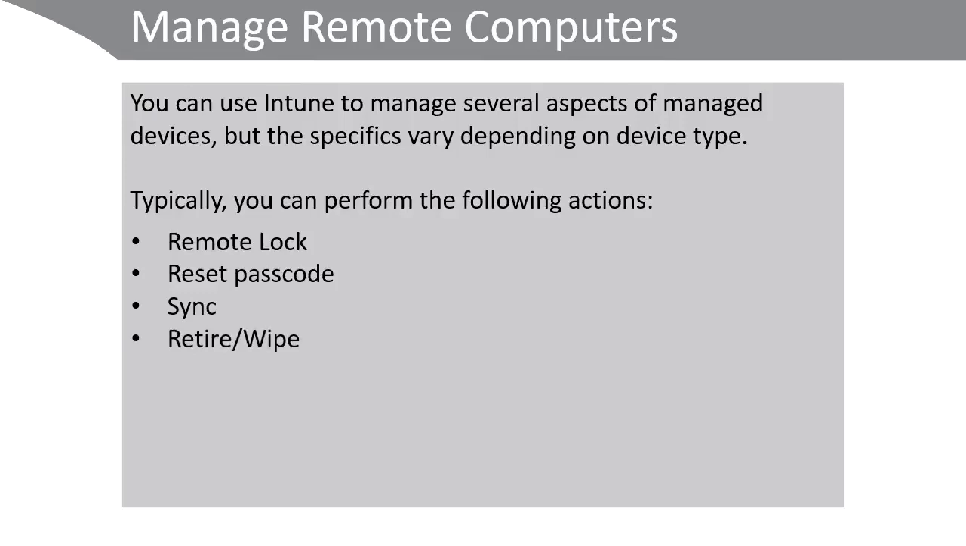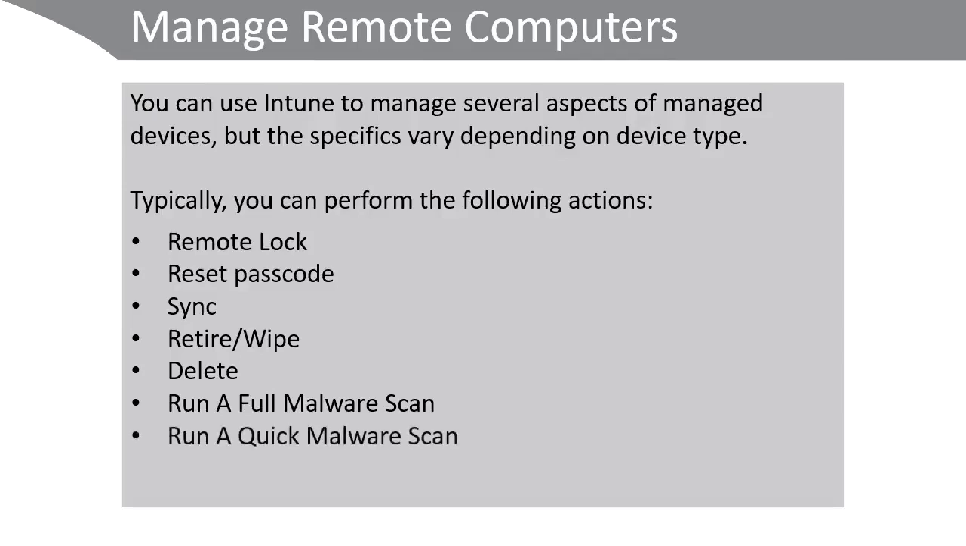Retire and wipe. When you choose this action, you're given two options: to selectively wipe / remove company data, or do a full wipe / factory reset. Delete. This command removes the device from Microsoft Intune, but doesn't modify any device settings or software. Run a full malware scan. Runs a full malware scan by using Microsoft Intune endpoint protection on the selected device. Run a quick malware scan. Performs a quick scan. Restart the computer. Forces a restart of the remote device.